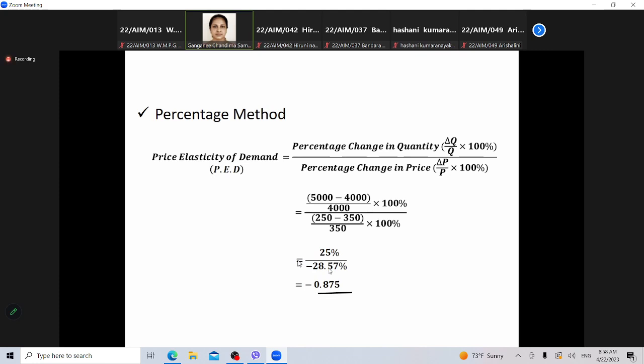Yes, Hashani, could you please explain the method? What is wrong here?